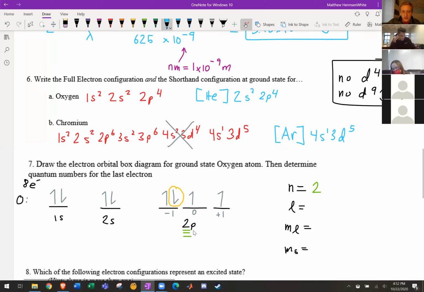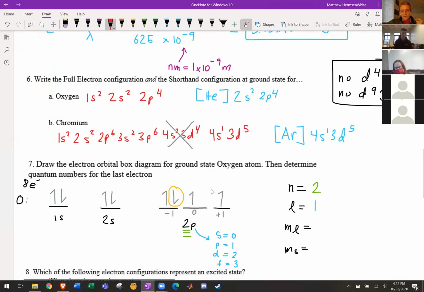For l, this is determined by the letter here. Let me write this out. For the s block, l is equal to 0. For the p block, l is equal to 1. For the d block, l is equal to 2. And for the f block, it's equal to 3. Because we are in the 2p, l has to be 1. That's just a rule. It's always based on the letter.